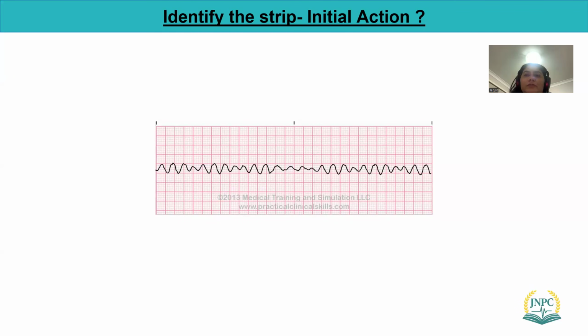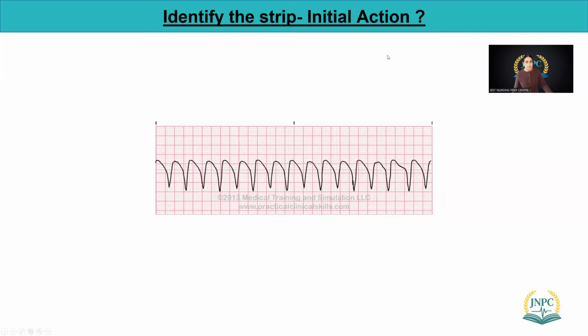Ventricular fibrillation. Perfect. So it's VFib. Okay. How about this one? Tombstones, VTAC. Perfect. And what do we do? What is the first step in VTAC? Assess the pulse. Accordingly, do the interventions.